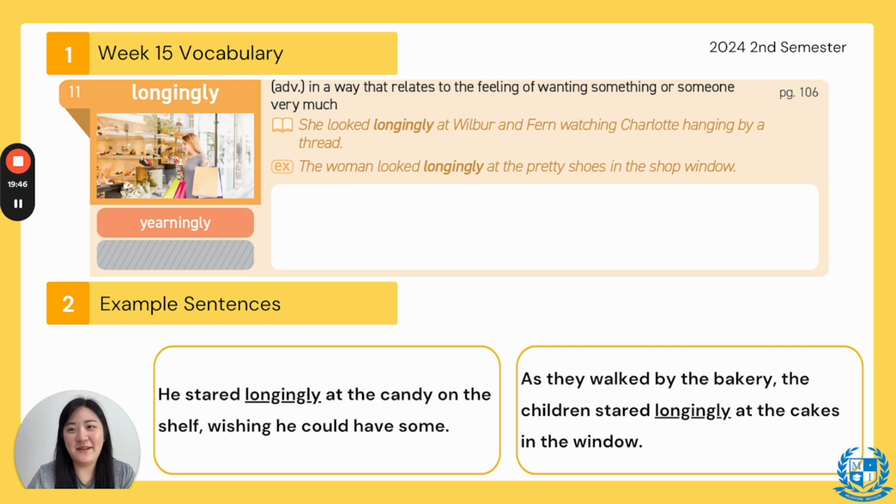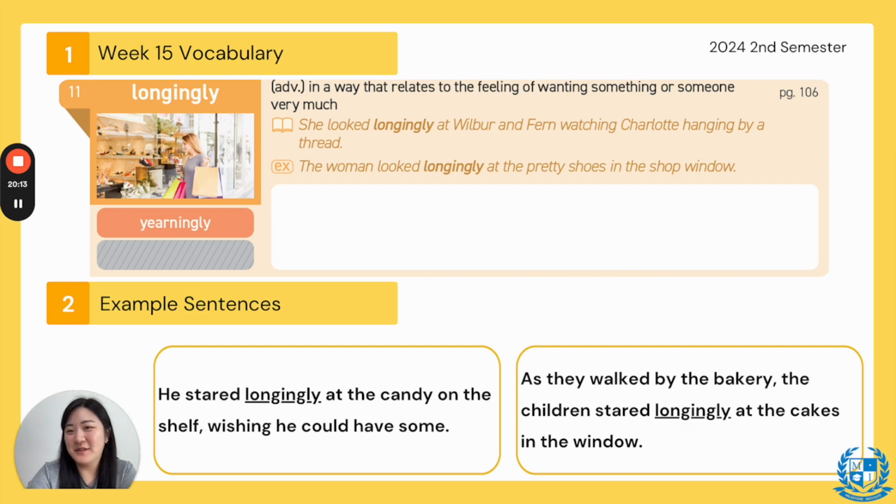Number 11, everyone say longingly. Longingly. The synonym is yearningly, and it's an adverb. It means in a way that relates to the feeling of wanting something or someone very much. You're like, oh, I really want it. And you look at it longingly. Longingly. You really want it.